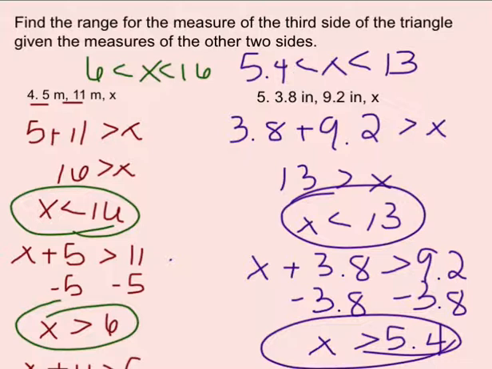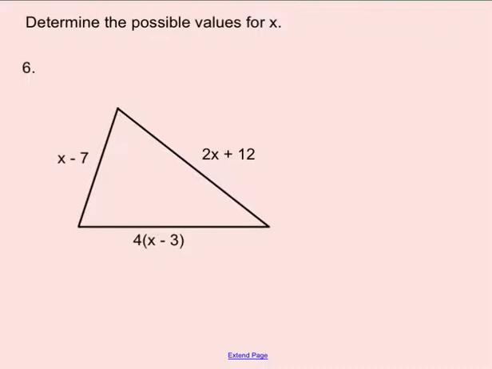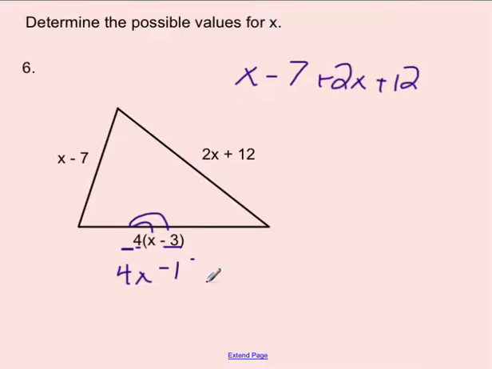Let's take a look at number 6. For number 6, we want to determine the possible values of x. So let's go ahead and do that. We are going to just set up our sides. So we know that x minus 7 plus 2x plus 12. And I'm going to go ahead and distribute this down here. 4 times x is 4x. 4 times negative 3 is negative 12. So now I already have that distributed for myself, so I don't have to worry about it later. So it has to be greater than 4x minus 12.